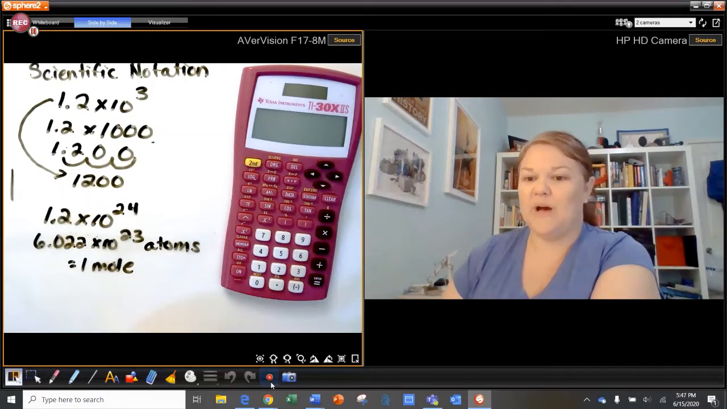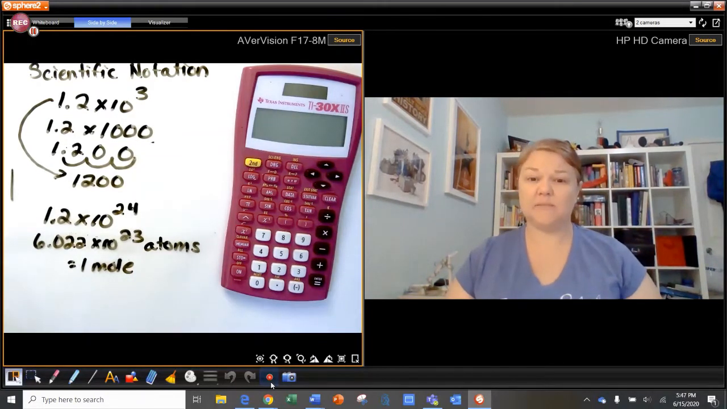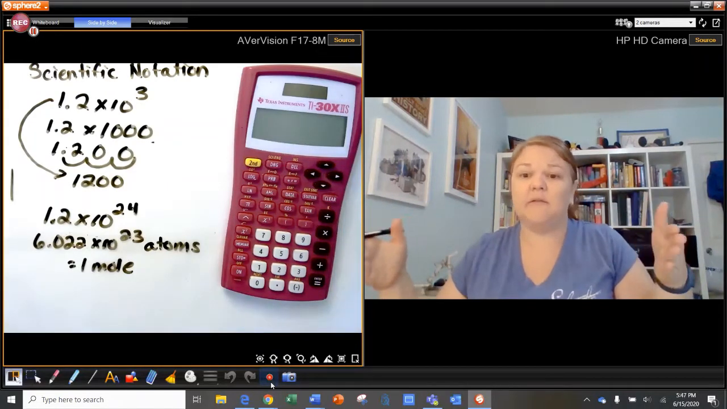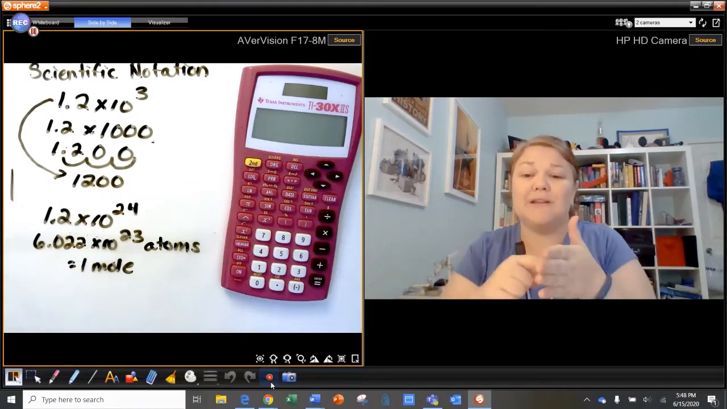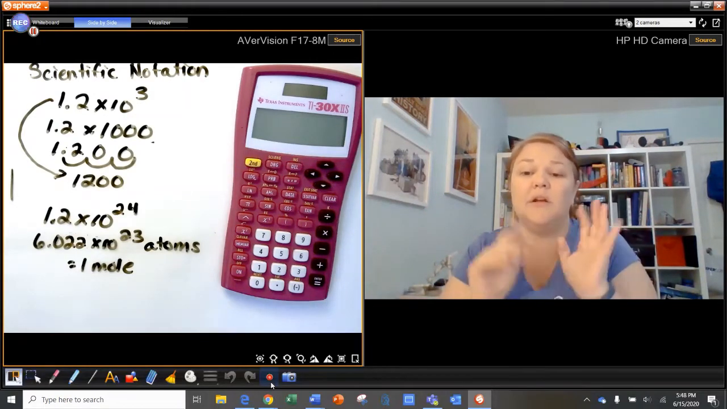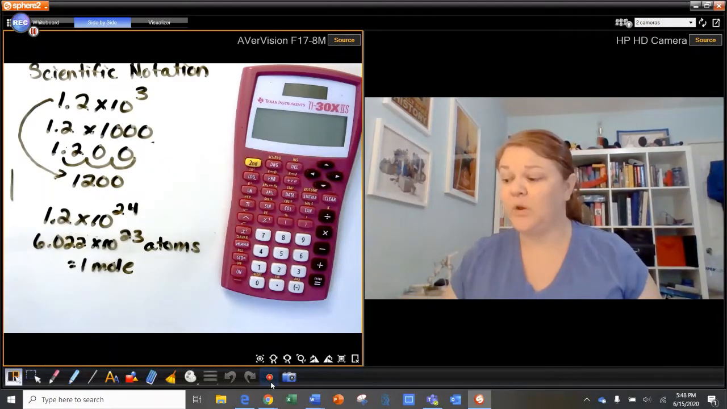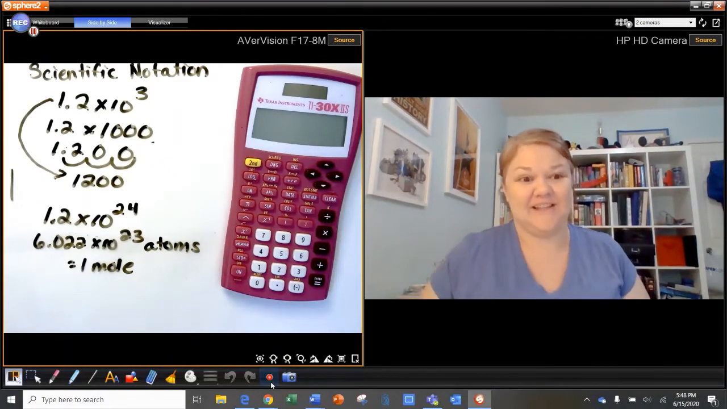So we do have things with these huge exponents, and we don't want to deal with those exponents or all those zeros, because it is way too easy to mess up that calculation by not typing enough zeros into your calculator. So we're going to simplify things and use scientific notation.